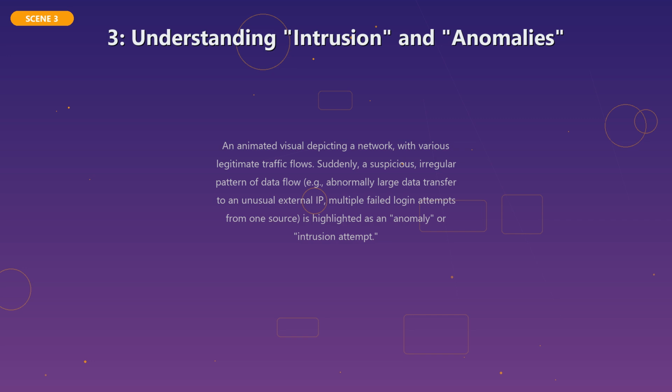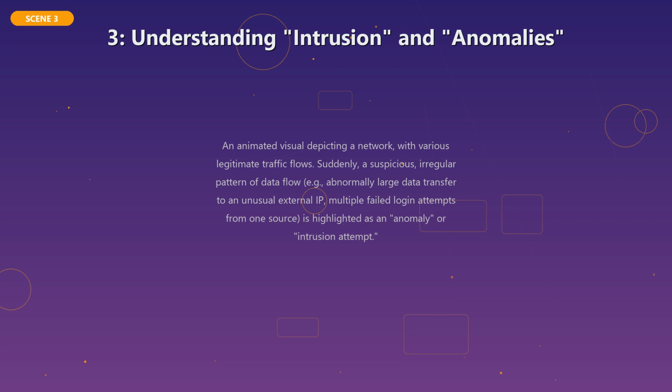Imagine your network is a bustling city. You have regular traffic patterns, people going to work, shopping, communicating. This is normal. An anomaly might be a sudden surge of traffic to a rarely visited part of the city at an unusual hour, or a single person trying to open every single door they encounter.